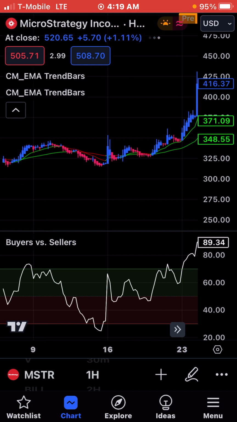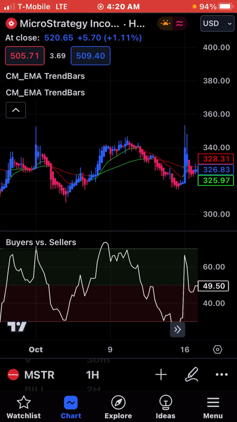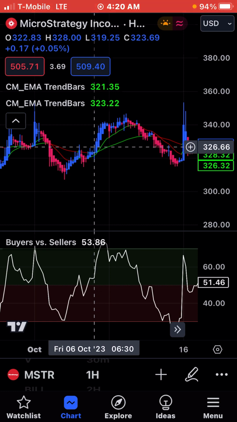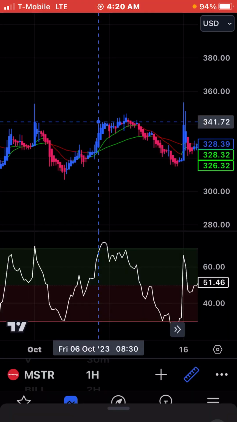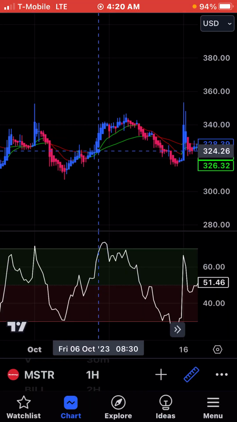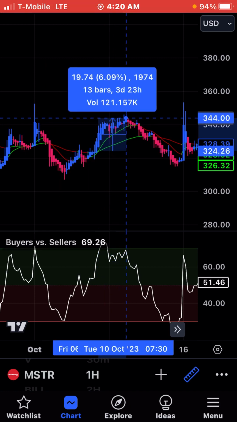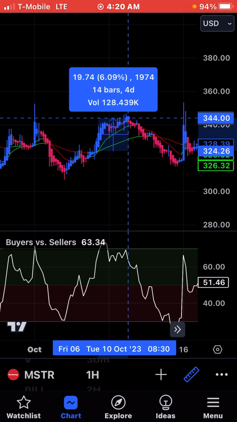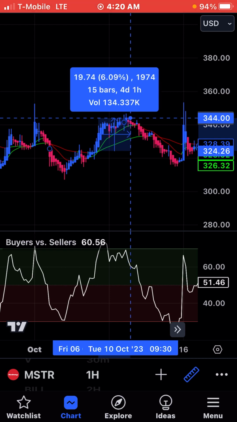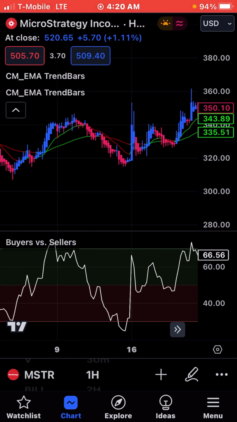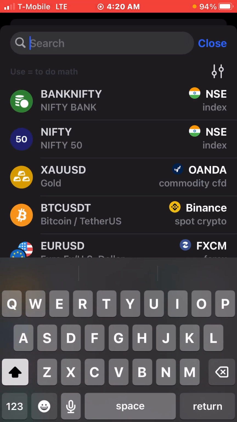Let me do one more time with MicroStrategy. Let's do this small one right here. We see it crossing right here. We look at the buyers versus sellers, and it dips into the red zone right about there. So you can get out right about here. This is a $20 difference in price. So this is a small one. So let's go look at another stock.